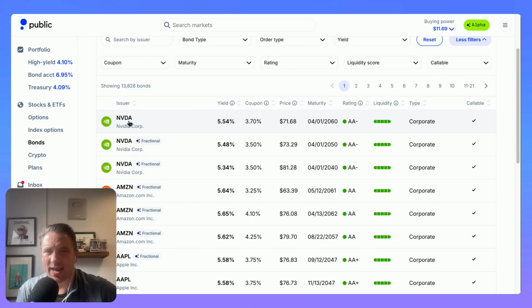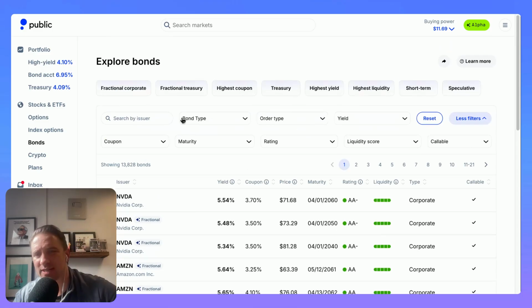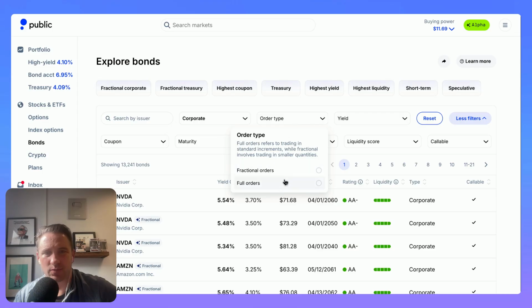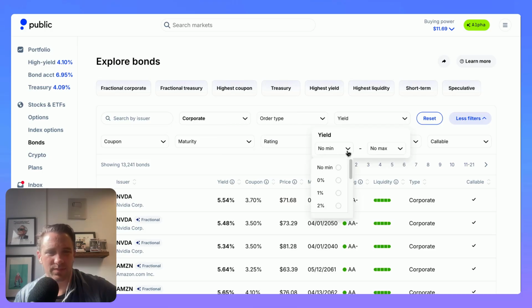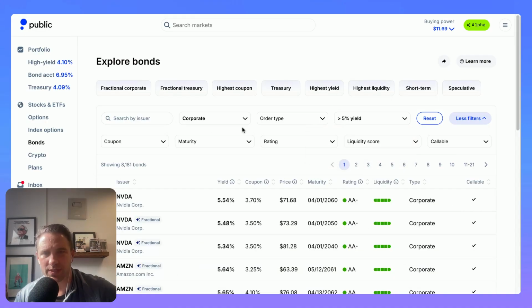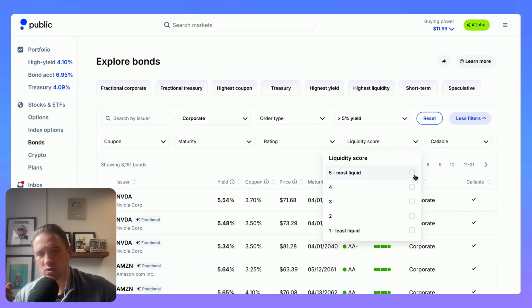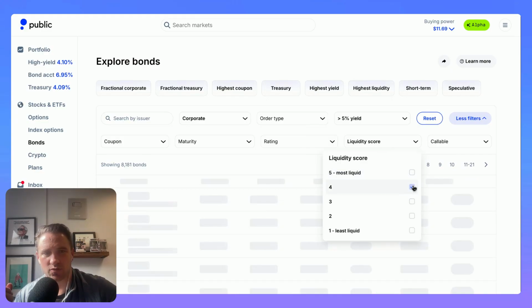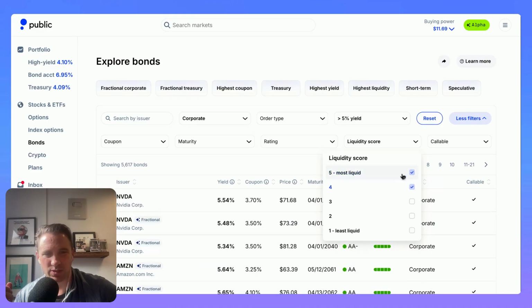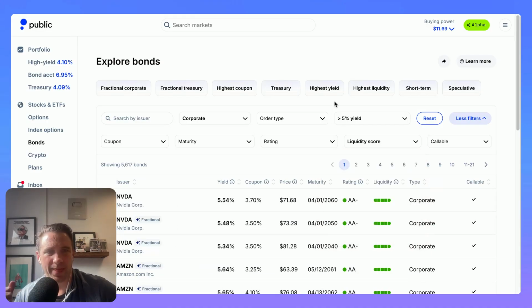So I can go ahead and, to make this better, pay attention to the drop downs. So I want corporate. I don't want to do anything else. I'm okay actually for fractional full orders. Yield, there's got to be a minimum. You got to show me bonds that are 5% or more. And liquidity, super important. So let's just do 4 and 5. So most liquid and just below most liquid.